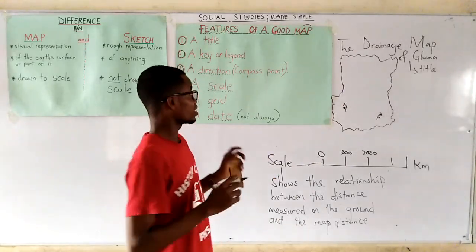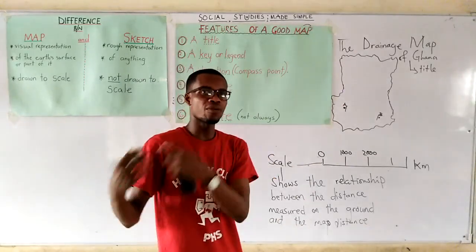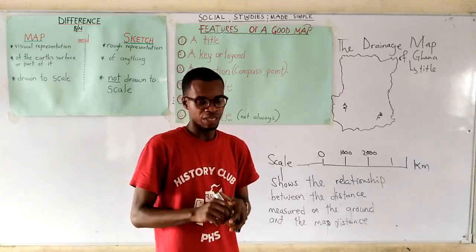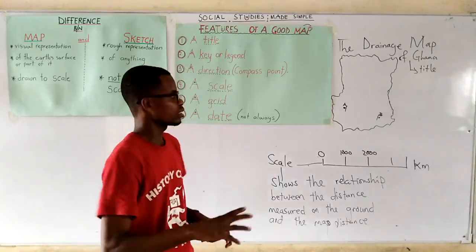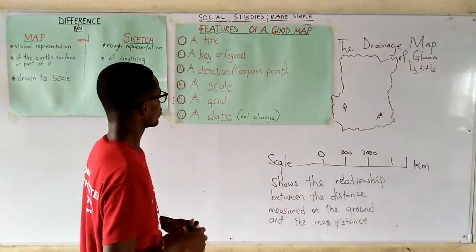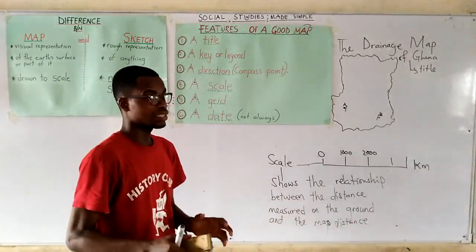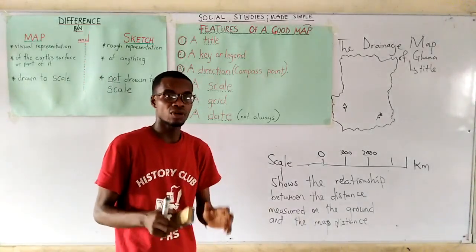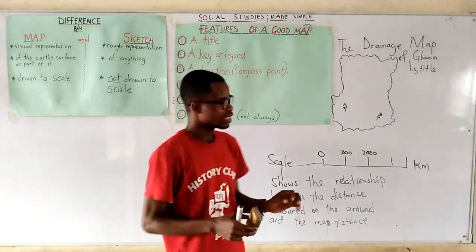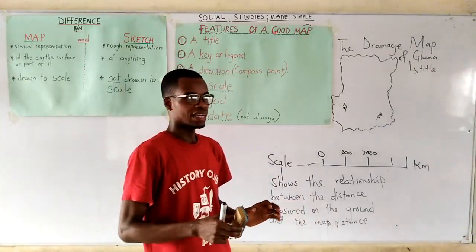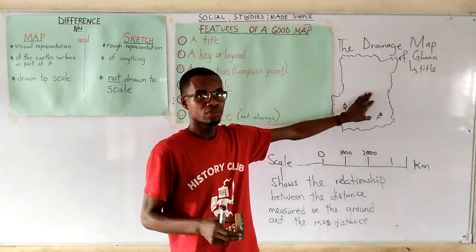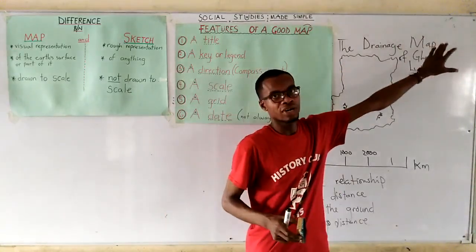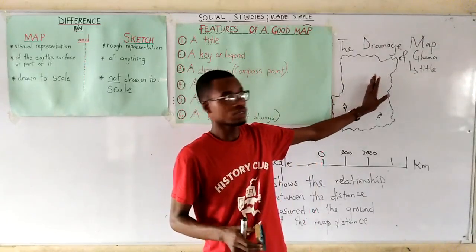So what does the title of the map do? It gives you information about the map and tells you what the map is representing, what it's about. Okay, so let's move to another one, the key or the legend. A good map must have a key or a legend. Now, there is always a difficulty in interpreting a map. You can know the title all right. You know, okay, this map is showing what?